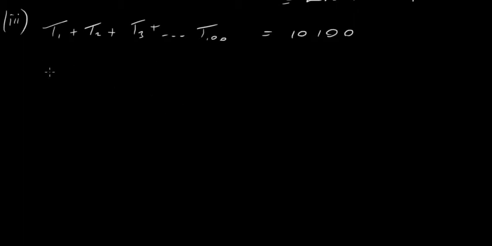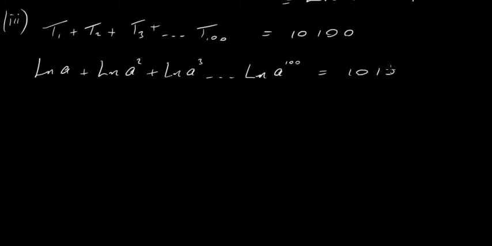We know that term 1 is log a, term 2 here is just simply log a to the power of 2, term 3 is log a to the power of 3, and so on up to log a to the power of 100, and that gives us 10,100. So what value of a is going to work here? What value of a will we have to stick in here, here, here, and here, and so on, that will give us 10,100? Well, on the left hand side we've got the sum of the first 100 terms.